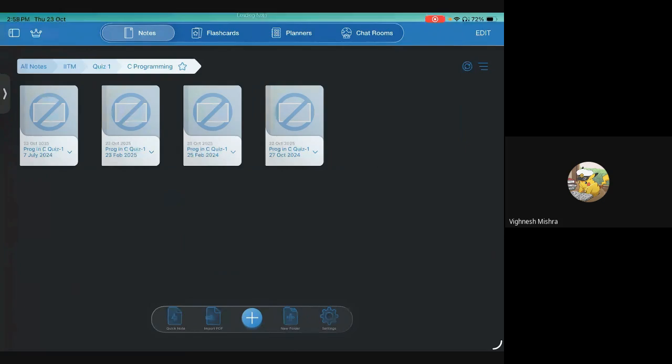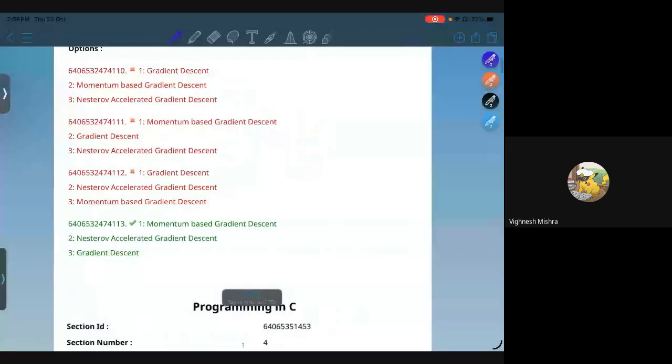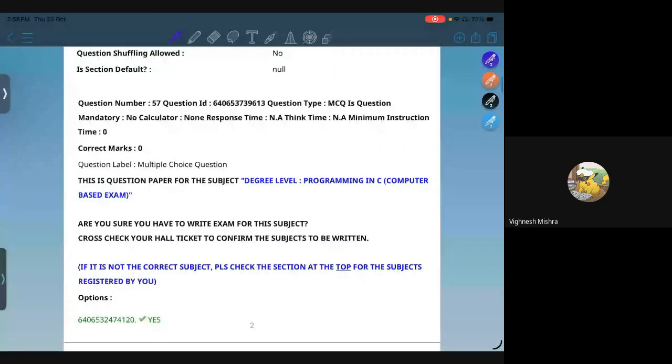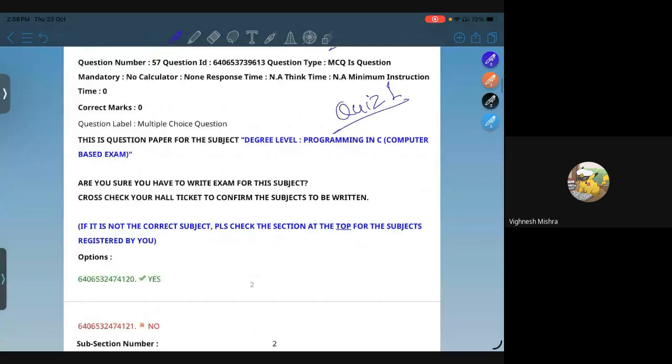Yes, I think this is Feb '24. What's this? Jan '24 is one.